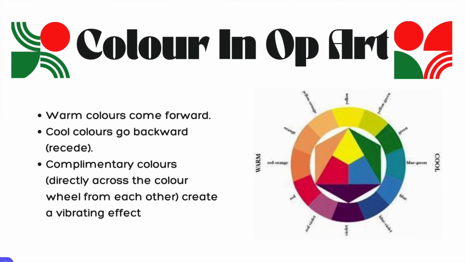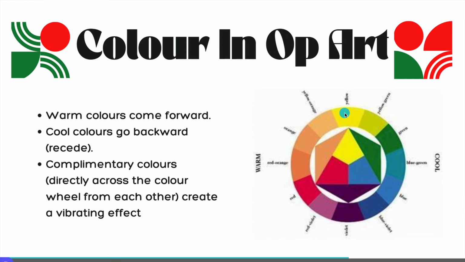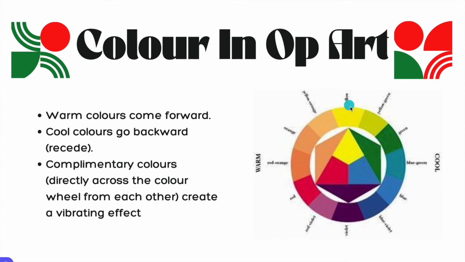So let's talk briefly about color in op art. As a general rule in art, warm colors in our artwork will look like they're coming forward, coming towards us. And cool colors will often look like they're going backwards or moving away from us. Complementary colors, ones that are directly across from each other on the color wheel, so yellow and purple, red and green, and orange and blue, are complementary colors. And if you put those colors right on top of each other, they can create a vibrating effect.